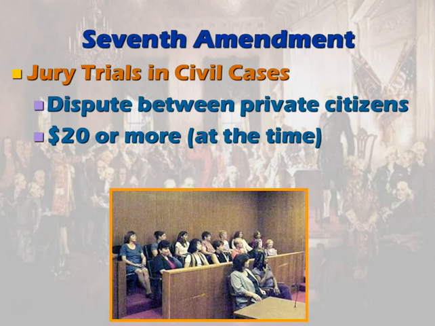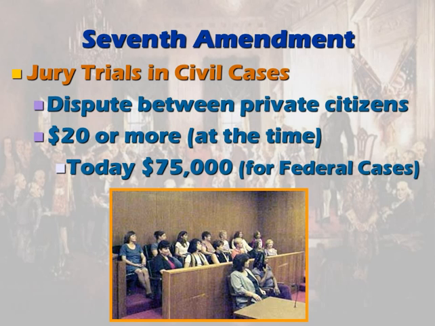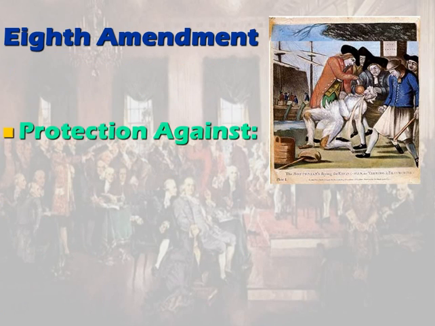Now, even though the Constitution hasn't technically been amended, generally speaking, today in federal court, you need $75,000. You need to be suing for $75,000 or more to have a jury trial. Although I guess technically if you wanted to push it hard enough, you might be able to argue that if it's over 20 bucks, you have the right to a trial by jury.